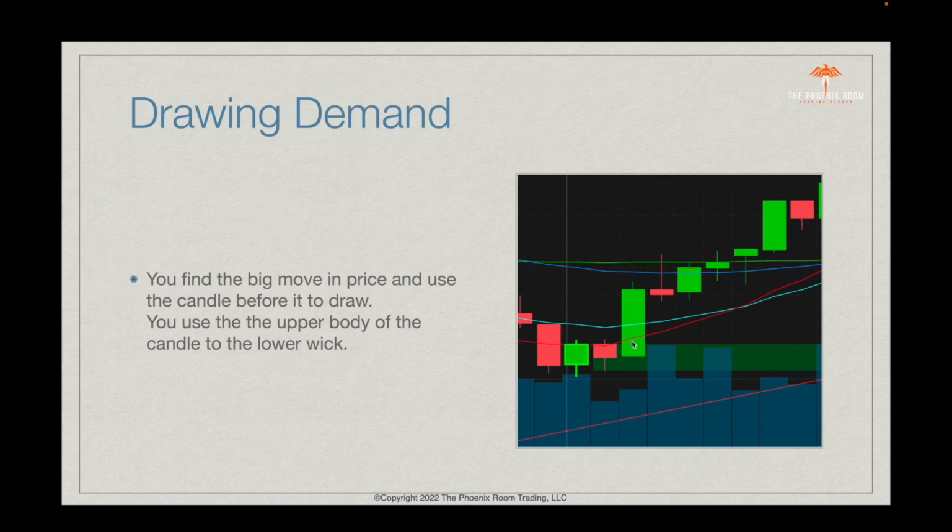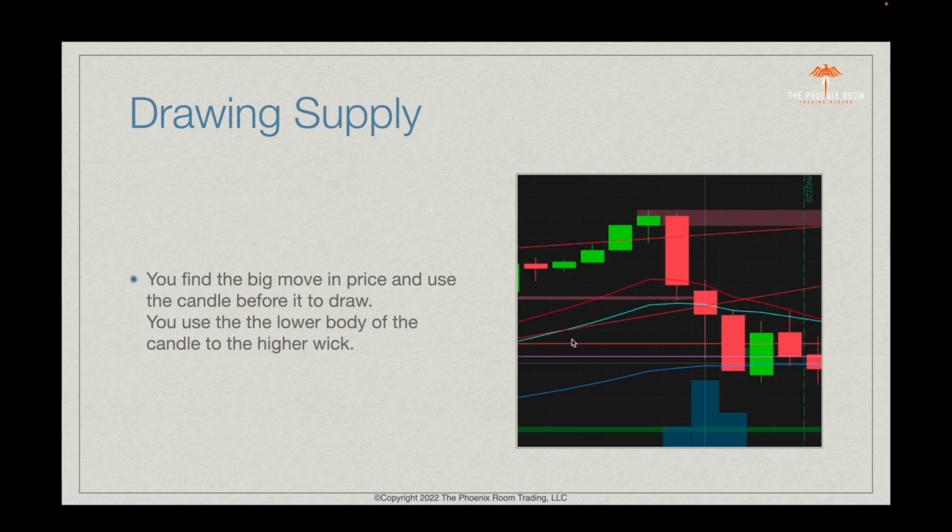So basically, on a demand zone, the top wick we don't look at. You don't use that wick. That's non-information we don't need. And you go to the lower wick. This is your classic demand zone, what we're going to be looking for, what you're going to train your eye to see. Drawing supply is similar, but reversed.